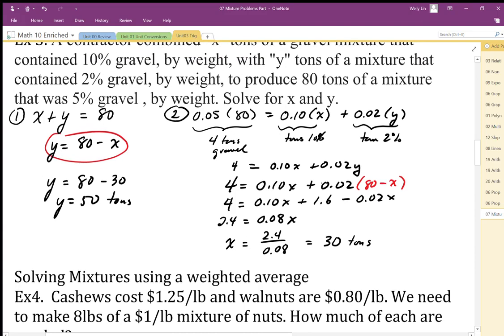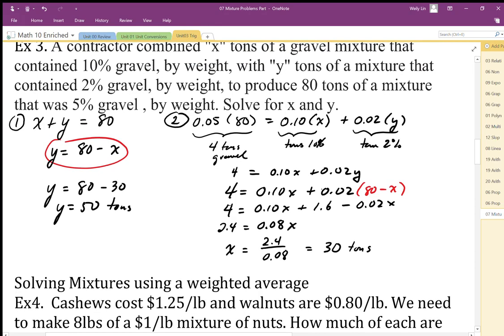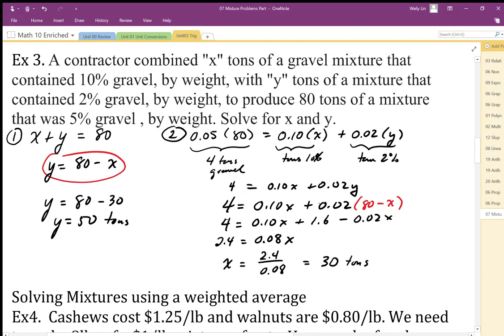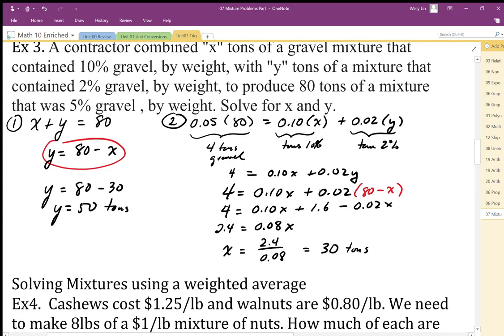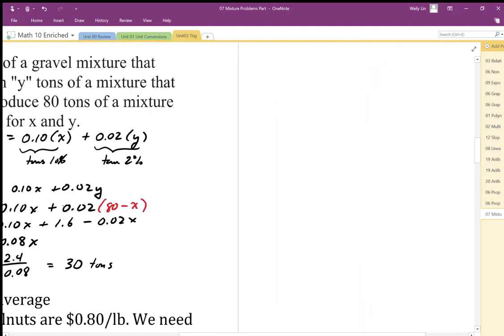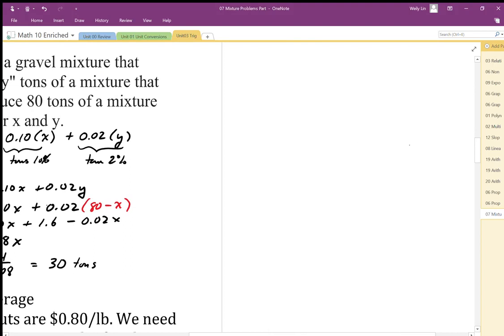So I have 50 tons of 2% and 30 tons of, in this case, what was it again? 10%. Okay. Now, since this is percentages and proportions, I just want to show you what this looked like if I drew this out. So let's say I have 2% and I have 10%, and I wanted to get 5%. So 5% would work out to be right about here.